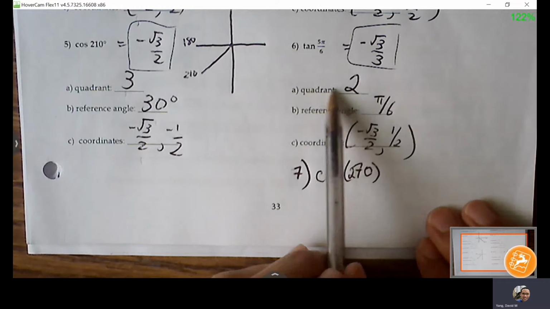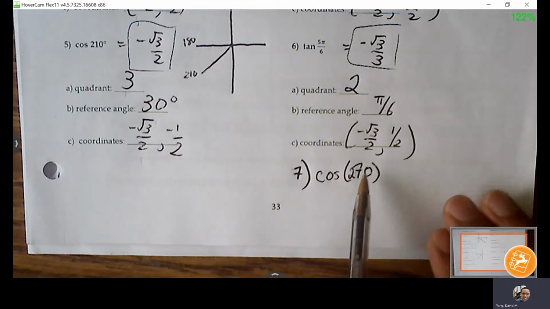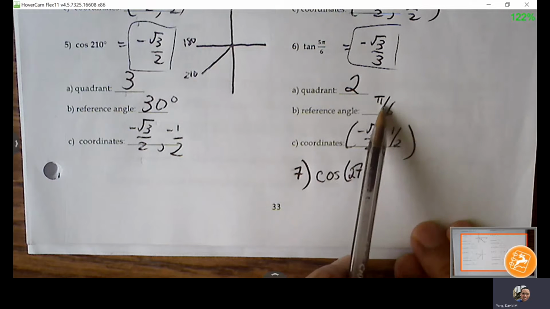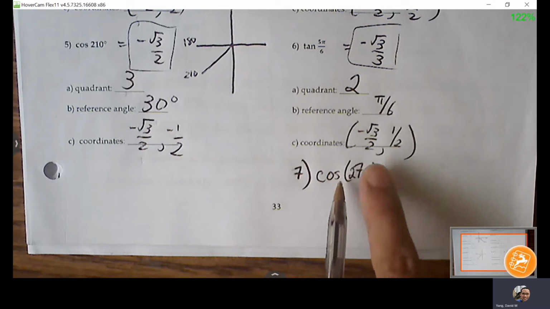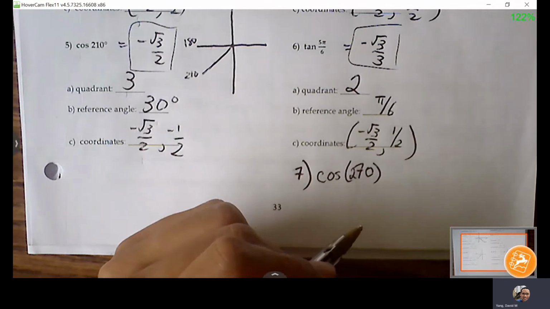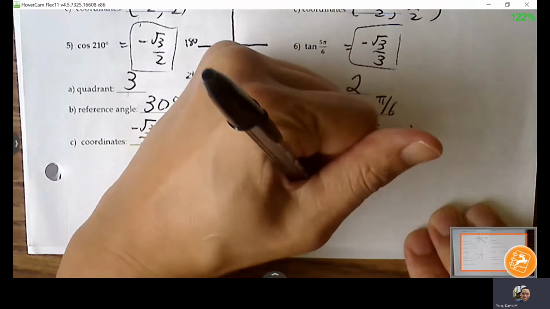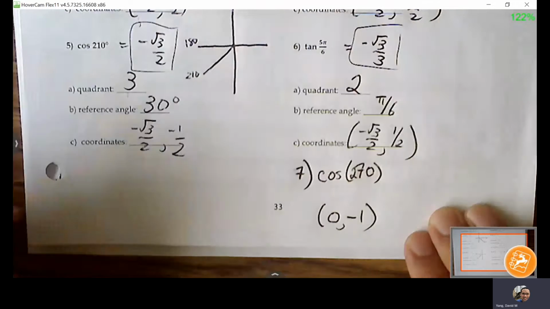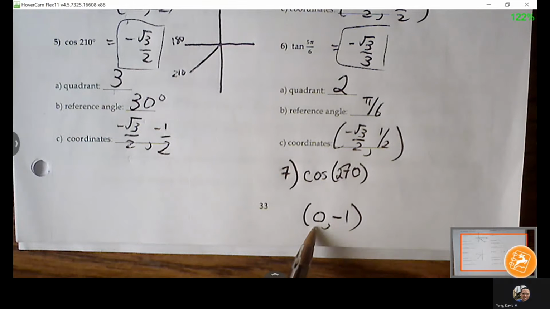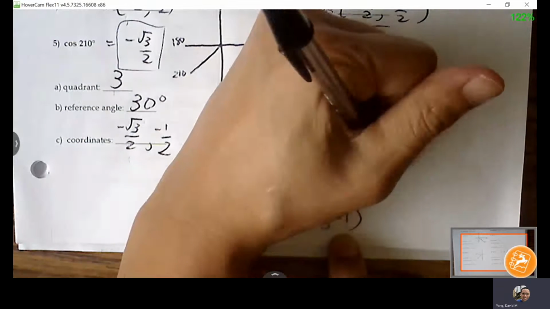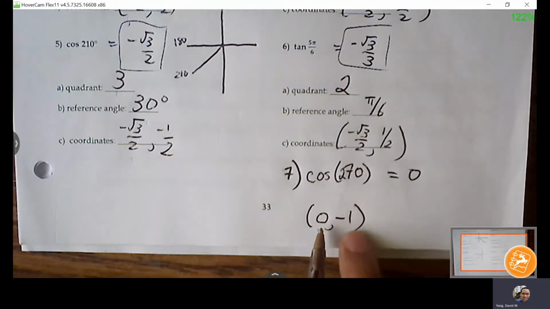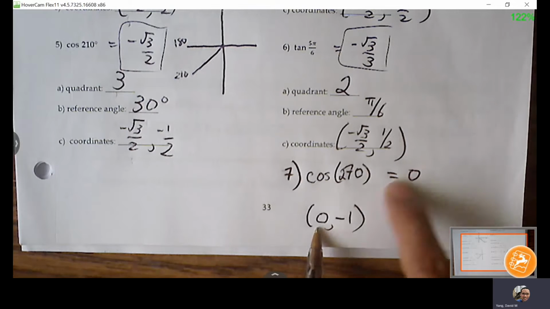The quadrant, we really can't say which quadrant it is because it's landing right on the axis. There's no reference angle to represent, but we know the coordinate for 270 is 1 unit down on the y-axis, so our coordinate is (0, -1). And then we know cosine is just the x value, so cosine 270 is just going to be equal to 0. So basically you're just going to target that ordered pair.